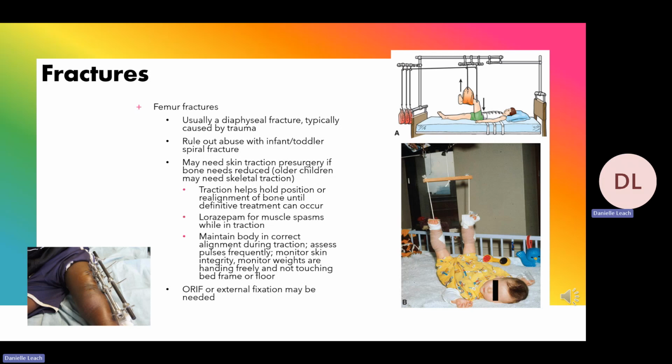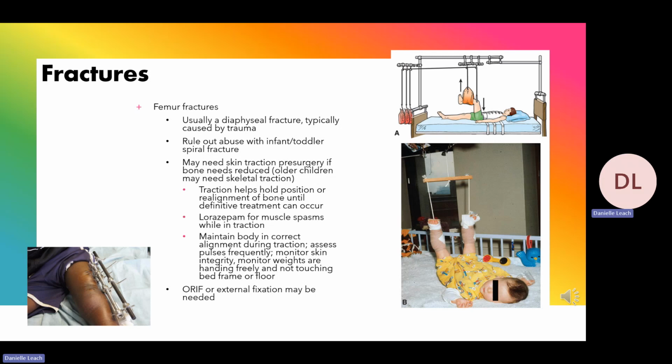So if we have a child in traction, things we want to do is make sure that we are maintaining their body in the correct alignment. So typically they're going to be on their back. So we don't want them to be all twisted in the bed so that the bone that we're trying to keep in alignment is now out of alignment. We also want to assess their pulses frequently, monitor skin integrity, and monitor that their weights are hanging freely and not touching the bed frame or the floor. So if you look at the top diagram, you can see that there's weights at the end of the bed that basically help hold this person's leg up in the air. So we want to make sure those weights aren't all tangled up, that they're not on the floor, and that they're not touching the bed frame.